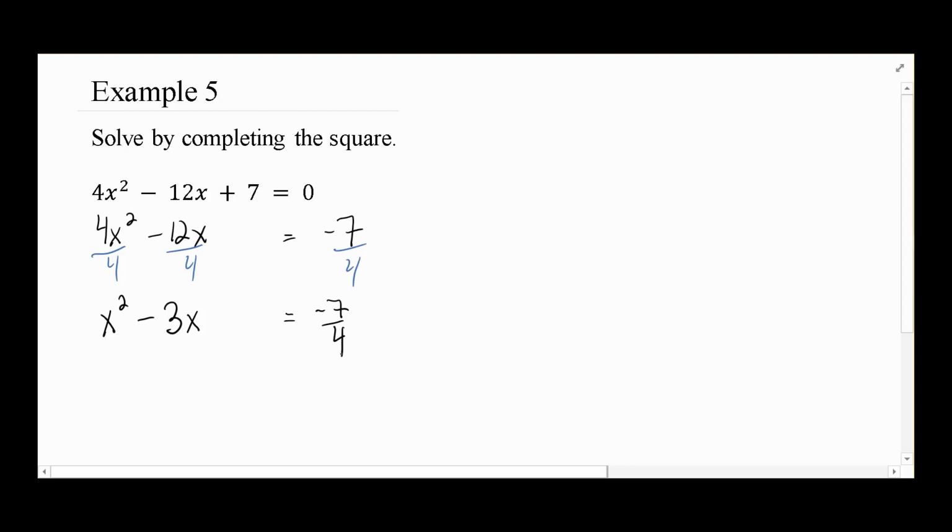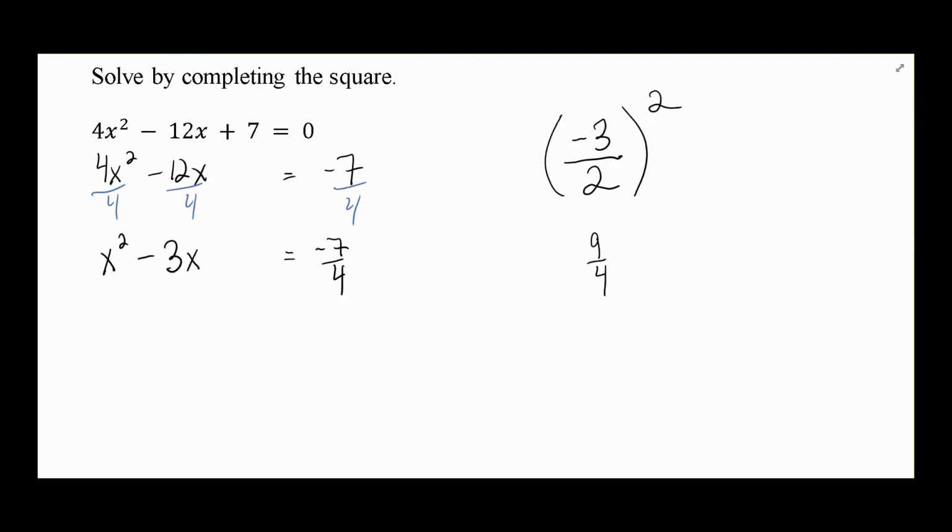Now we need our magic number. Our magic number is to take the middle coefficient divided by 2, squared. So that's going to be 9/4. Now I want you to notice how I write this. Over here I'm going to write it as -3/2 squared. Over here I'm going to write it as the 9/4. Both are the same thing.